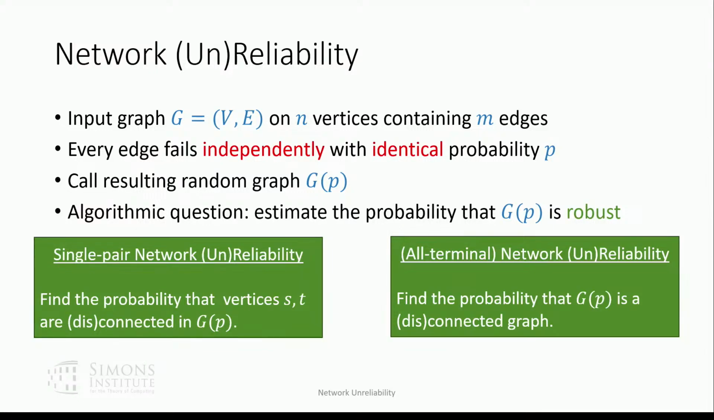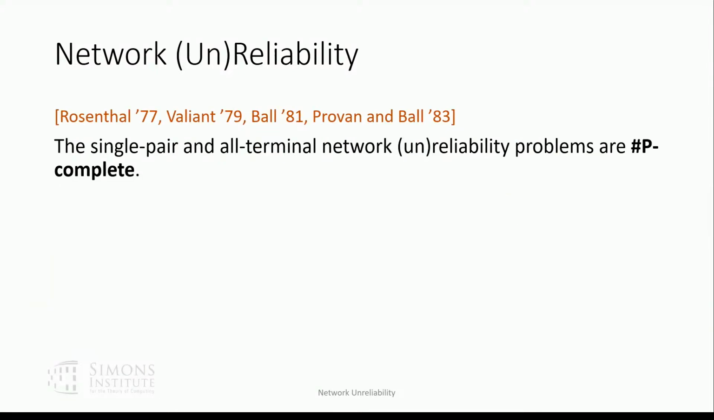Problem two, which is going to be the bulk of my talk today, is very similar, except that I don't give you a particular pair of vertices S and T. I give you the graph, I give you this value P, and I ask you what is the probability that the graph G of P, after edges are failed with probability P, is connected or disconnected. Of course, these two are related, whether it's connected or disconnected. So is this problem space clear? Any questions about the general definitions of problems that we are going to talk about? Okay, good. So that's our problem.